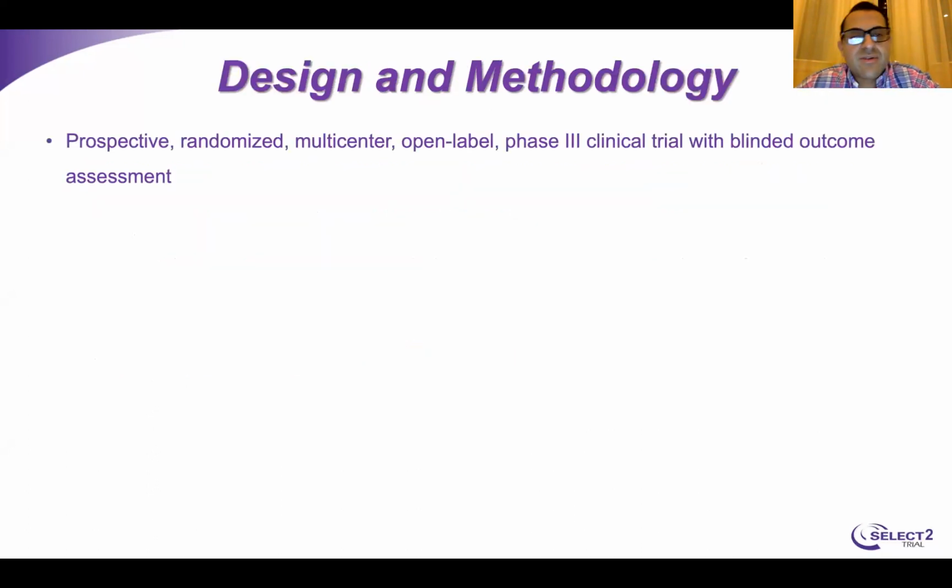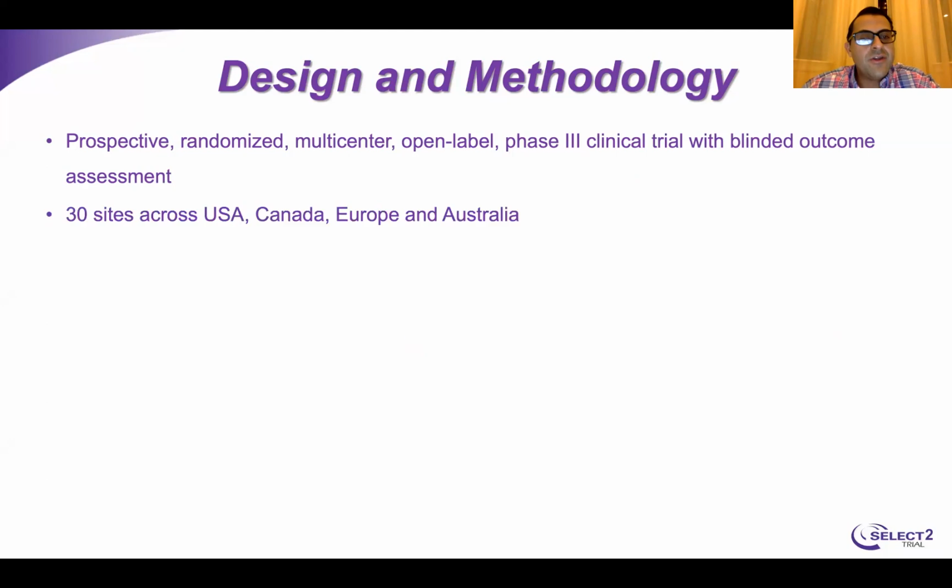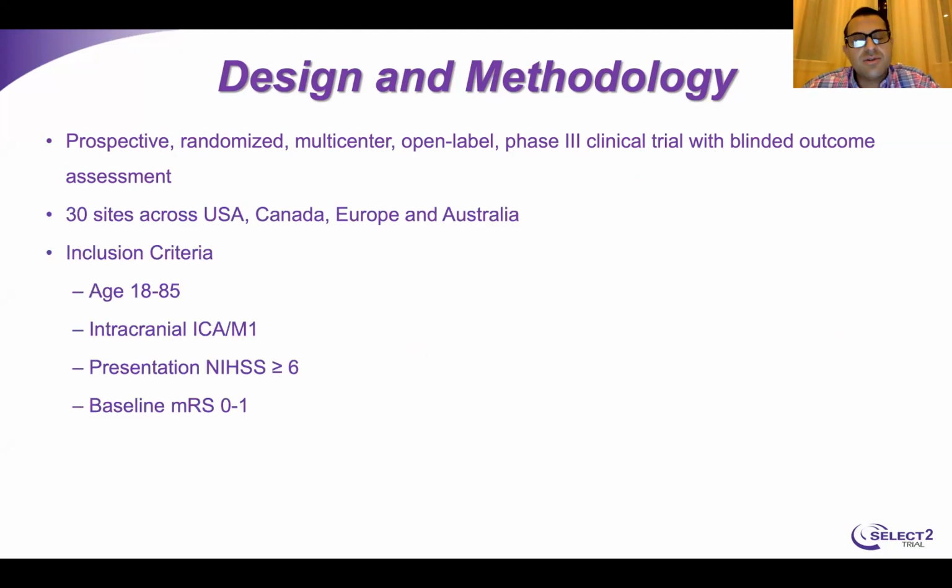So it's designed as a prospective, randomized, multi-center, open-label phase 3 clinical trial, with blinded outcome assessment. There are 30 sites across the US, Canada, Europe, and Australia. Inclusion ages are between 18 and 85. The patient has to have an intracranial carotid terminus occlusion, carotid lesion, or M1 occlusion. NIH stroke scale has to be 6 or greater. Baseline modified Rankin of 0 to 1.